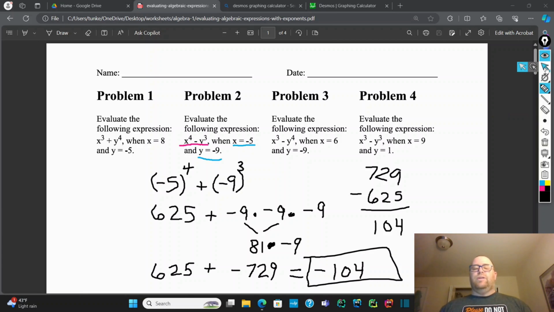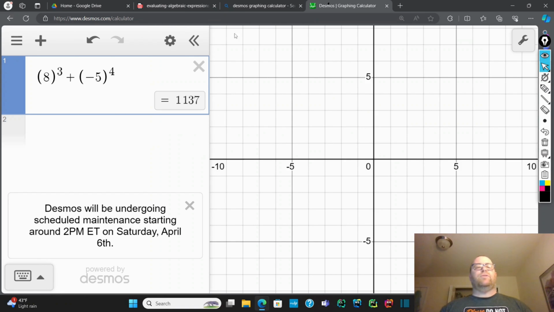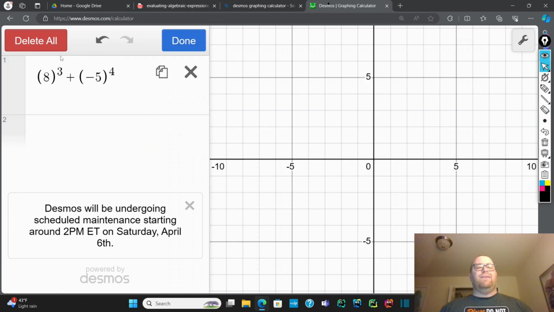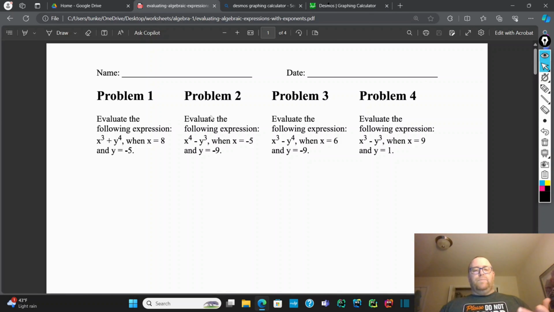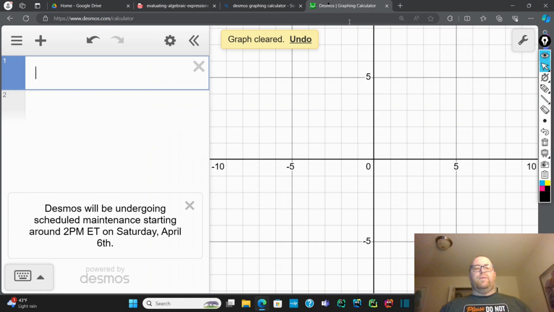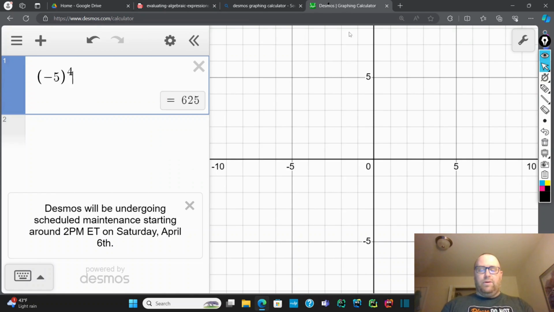And again, if you want to do this with Desmos, well, first take a snapshot of this because I've got to delete this stuff. Okay, so let's get rid of that. Let's go to Desmos here. Trick with Desmos I'm going to show you. You can go up here. If I have a ton of these cells, I can just go delete all. Okay, so we have negative 5 to the fourth power. Remember, we have to put the negative 5 in parentheses, then shift 6 outside the parentheses for the fourth power.